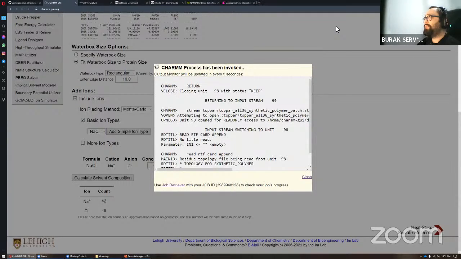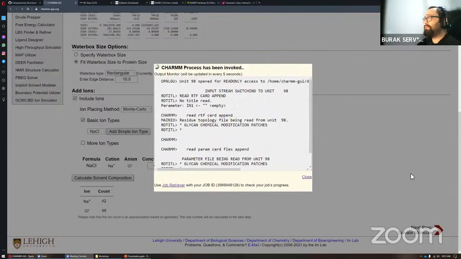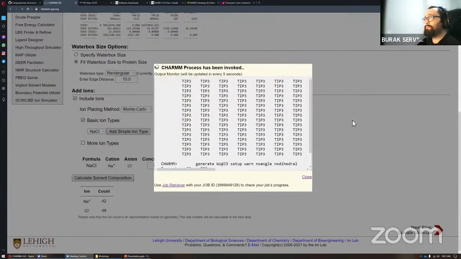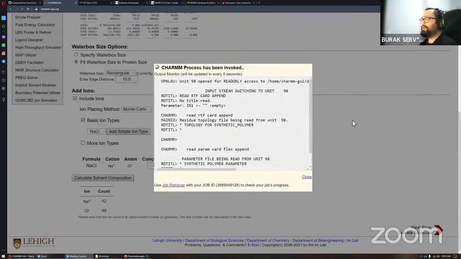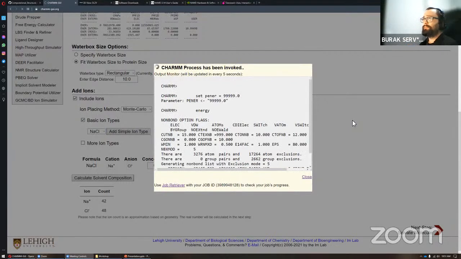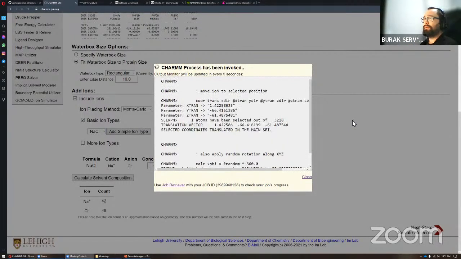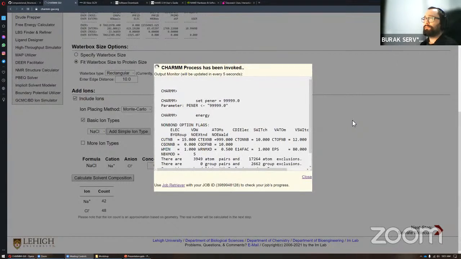Now we're gonna wait a few minutes. Now CHARMM-GUI is creating our water box, and it's adding ions for our structure, for our molecular dynamics simulation. I mean, now we are preparing our system to run it. Yes, it will be less than 2 minutes.